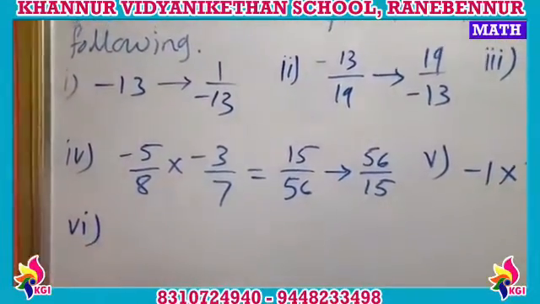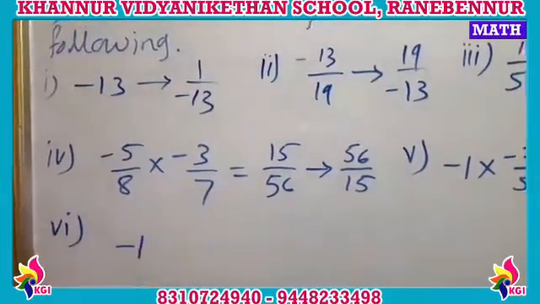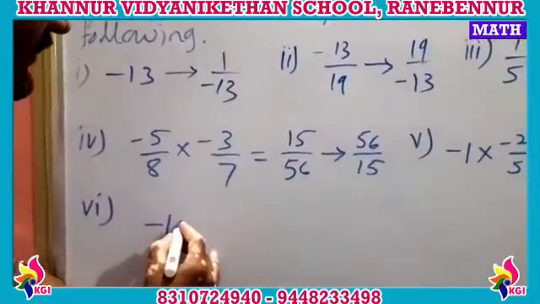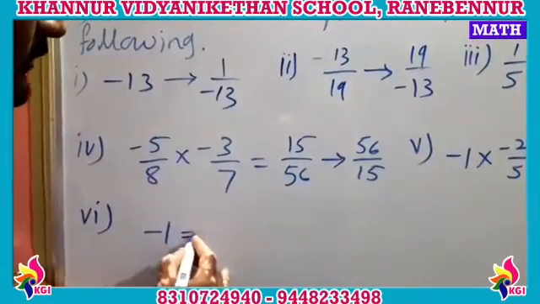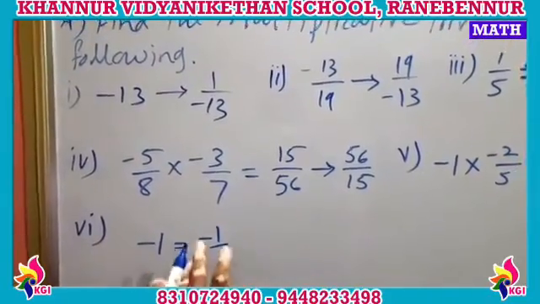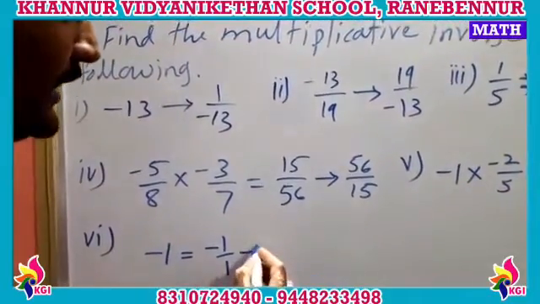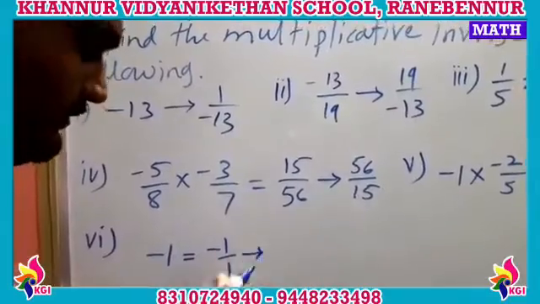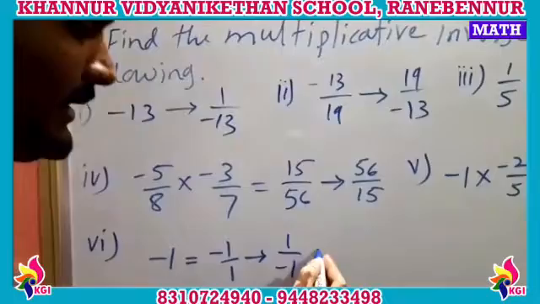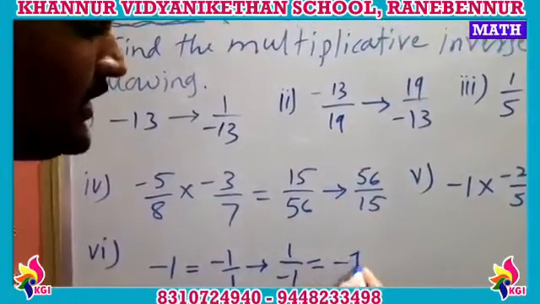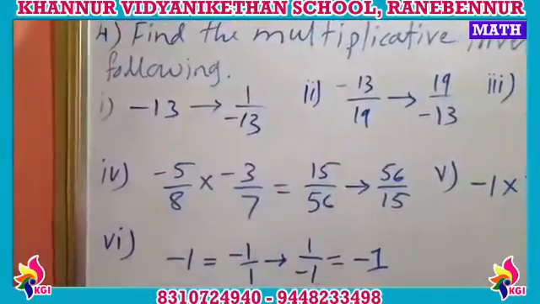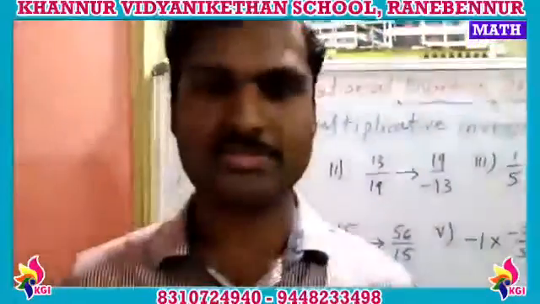The last one, the sixth one. What they gave is just minus 1. Sir, how to find this? As I have informed you, when nothing is there, it will be equal to minus 1 divided by 1. Its multiplicative inverse means we have to write it in reverse. That will be 1 in the numerator and minus 1 in the denominator. Again that will be equal to the same, minus 1. The multiplicative inverse of minus 1 is minus 1 only. Is it understood, children?